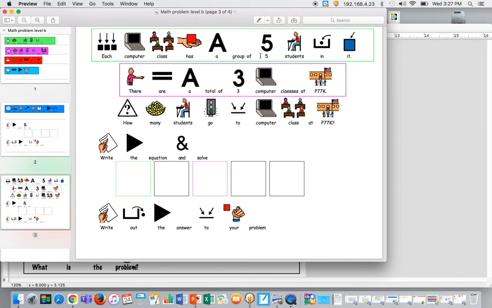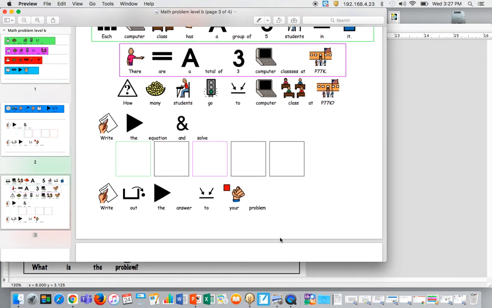I wrote out this word problem for them. Each computer class has a group of 5. There are 3 students in each computer class. How many all together? So again, you can see how I even decreased the visual supports here by just providing those borders that are over here and then just aligning it to the equations. And then finally asking them to write out the answer to their problem.